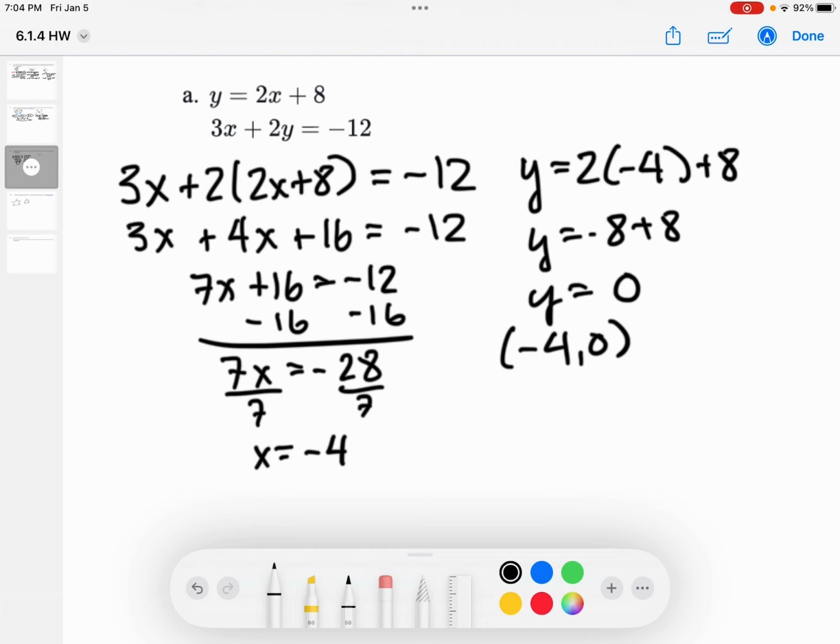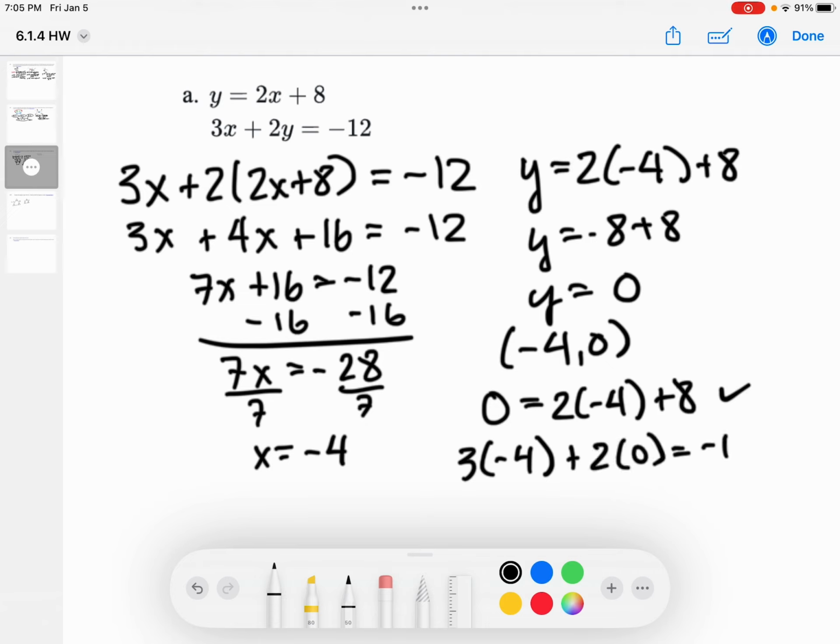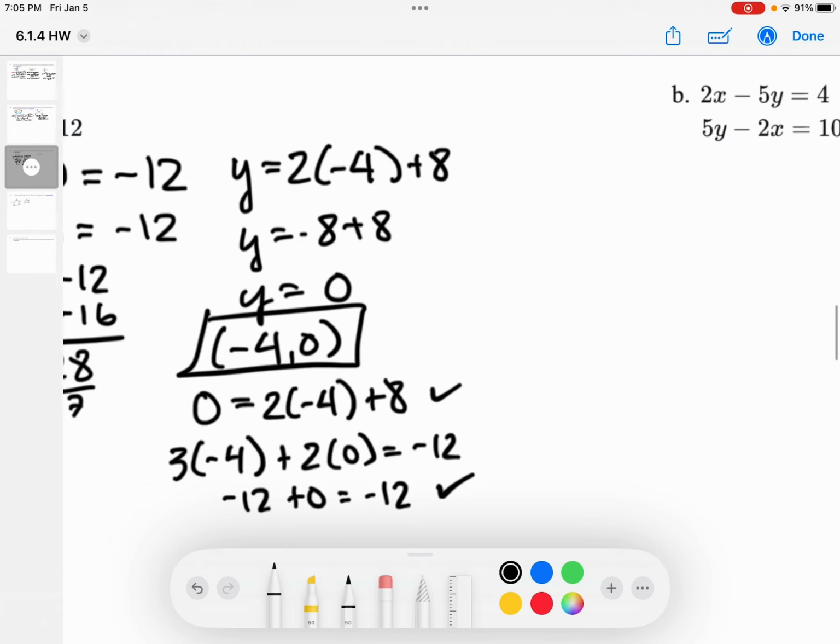And I'm going to check by plugging these values into each equation to make sure they give us true equations. So 0 equals 2 times negative 4 plus 8. Yep, that's true. Negative 8 plus 8 is 0. And then I could say 3 times negative 4 plus 2 times 0 equals negative 12. Does that work? Let's see, negative 12 plus 0 equals negative 12. Yep, also true. Okay, so we found our solution, and we checked our solution, and we're ready to move on to part B.